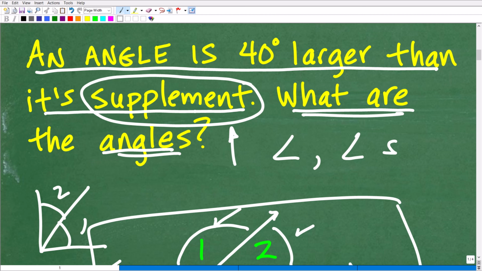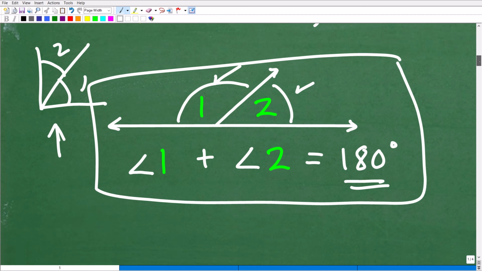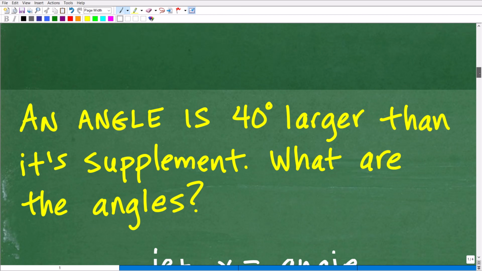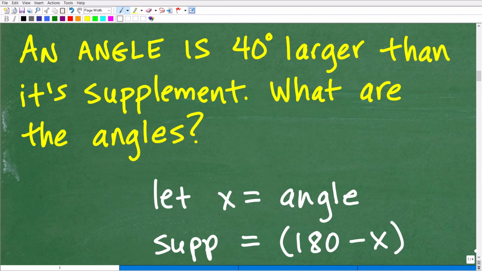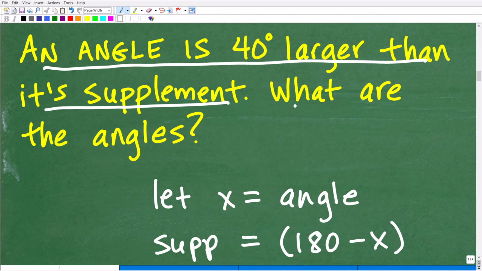Now that you know, pause the video and see if you can do the rest of this on your own. You should always try to do that. You don't want to just watch me do the solution and say, oh, that's what I would have done. You never know until you challenge yourself. But let's get into the problem now. We have an angle, and we're being told that an angle is 40 degrees larger than its supplement. What are the angles?